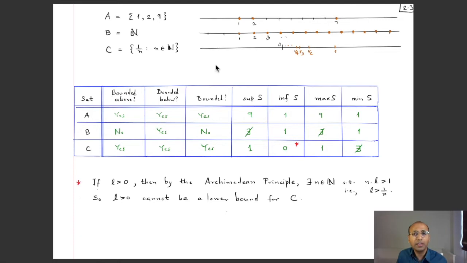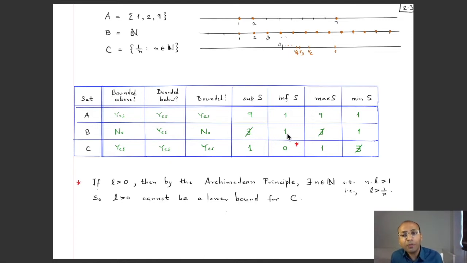And the answer is yes, because any natural number is bigger than or equal to 1. So it's certainly bounded below. Is it bounded? And the answer is no, because although it's bounded below, it is not bounded above. Okay, so the set of natural numbers is not bounded. Does the supremum of the set exist? And the answer is no, because the set does not have an upper bound at all, much less a least upper bound, and so the supremum of the set does not exist.